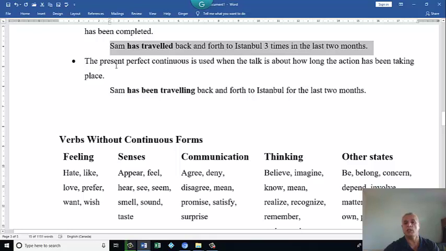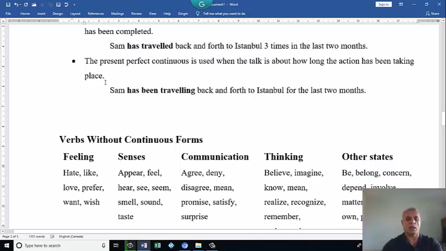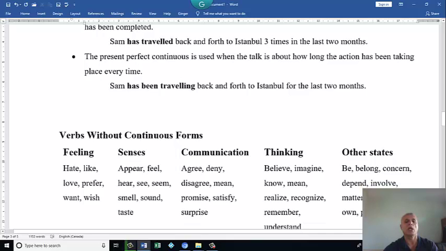The present perfect continuous is used when the talk is about how long the action has been taking place every time. Sam has been traveling, see here, traveling, the action has started, and the continuation, back and forth to Istanbul for the last 2 months. It means the duration, for how long he stayed there or how long he's been going to Istanbul.